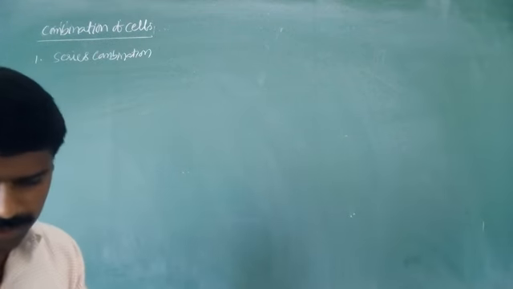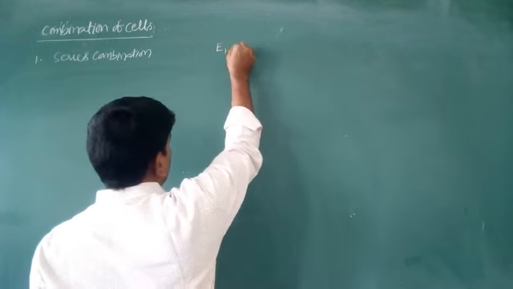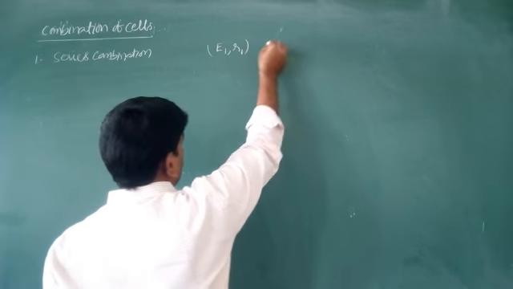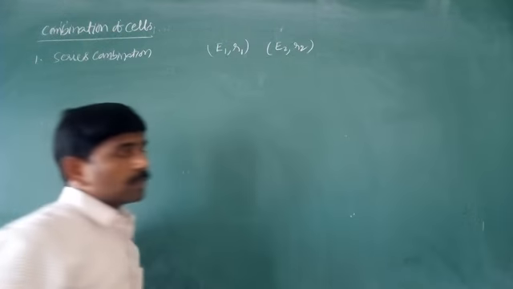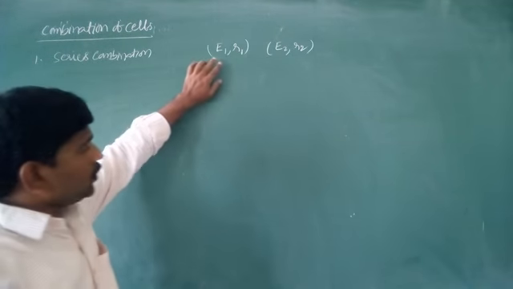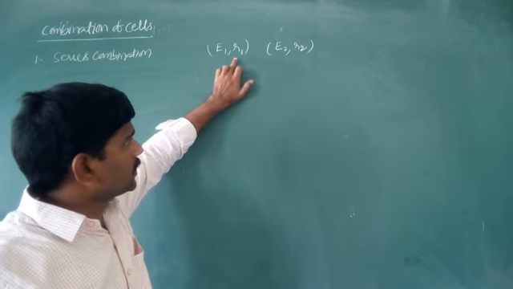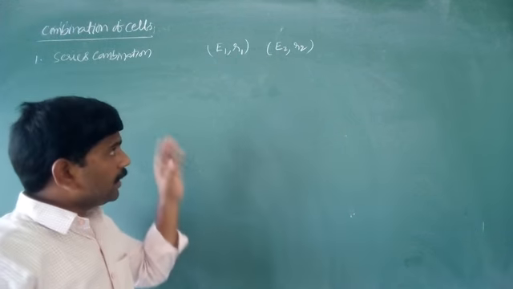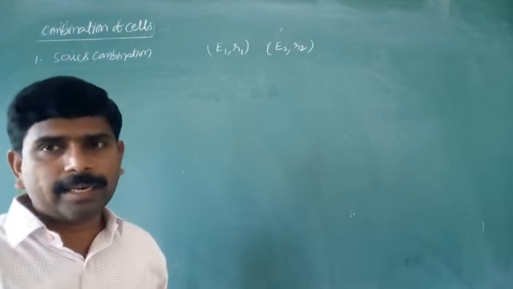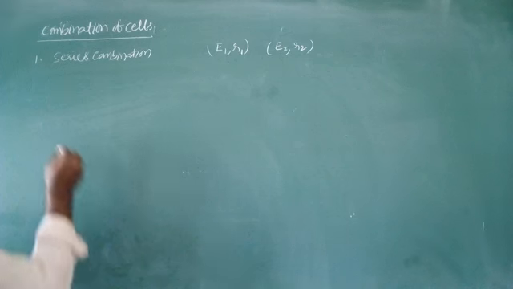Here I am taking two cells having the EMFs E1 and E2 and internal resistances R1 and R2. Right now those two cells are connected in series combination.